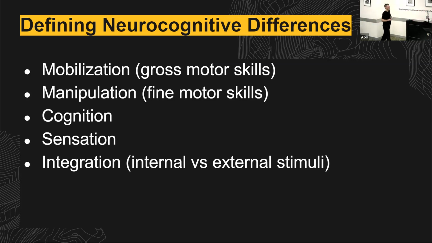Okay, so when you're defining neurocognitive differences, a lot of focus is put on labels that indicate what a disability is, and I really don't focus so much on what the disability is in my mind. I focus more on where the limitation is. So it could be mobilization, gross motor skills, manipulation, fine motor skills, cognition, how you are taking information in, how it is getting out, sensation, and then the integration of all of that, the internal versus the external, and bringing it all together.